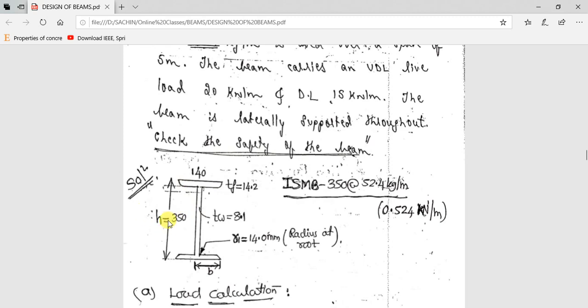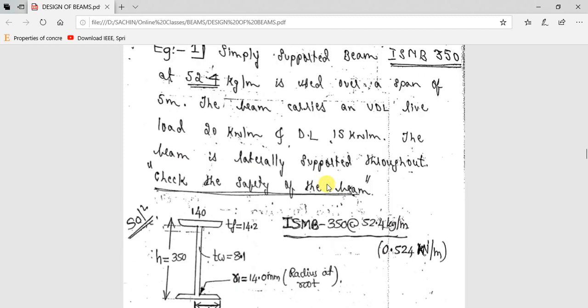The beam used here is ISMB 350 at 52.4 kg per meter. So the overall height is equal to 350, the width of flange is 150, thickness of flange is 14.2, thickness of web is 8.1, and the root radius is 14 mm, and the value of B will be equal to 70. See, all these values are obtained from the steel table for this particular section, ISMB 350 at 52.4 kg per meter.